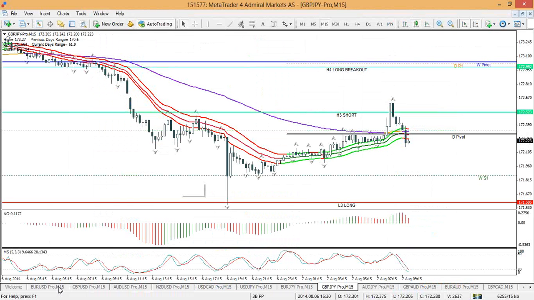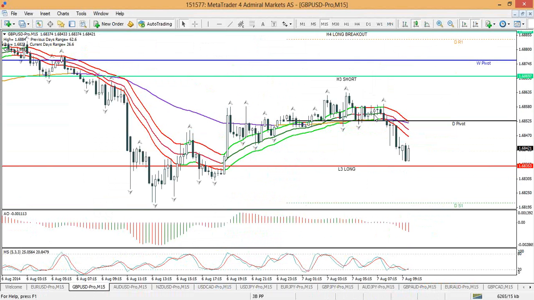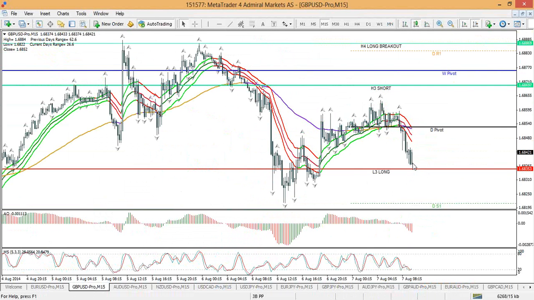So let's take a look at the 15-minute charts. Is there something going on that is of interest for us at the moment? For me personally, the pound could be interesting. The euro doesn't look that interesting. The pound could be because we're getting some momentum to the downside here. So either a hook back maybe to the daily pivot point or otherwise a break below L3 could be an interesting setup for pound dollar for follow through.